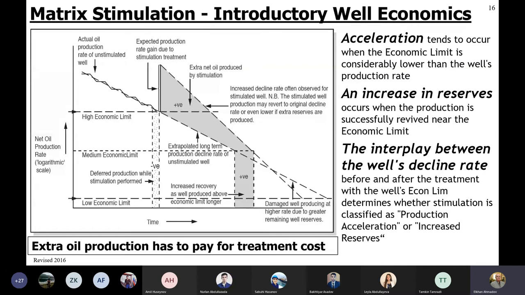Consequently, the low economic limit means this well requires less cost to maintain, and we can produce from this well as long as it does not reach the point when the production income goes below the cost to maintain this well. Okay. Orhan?